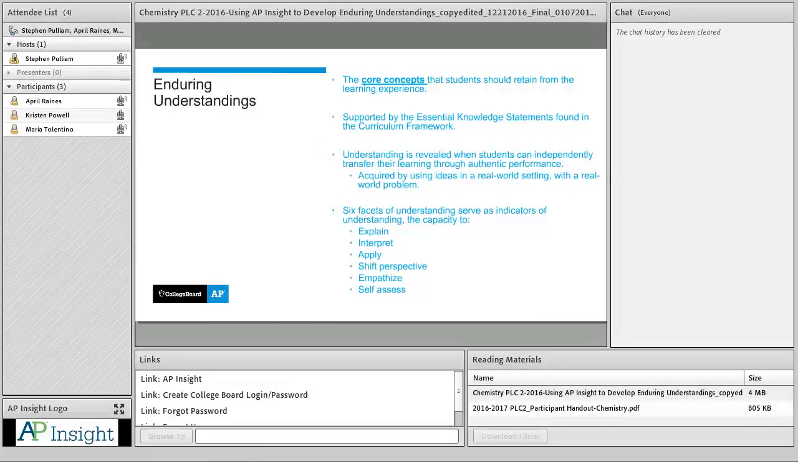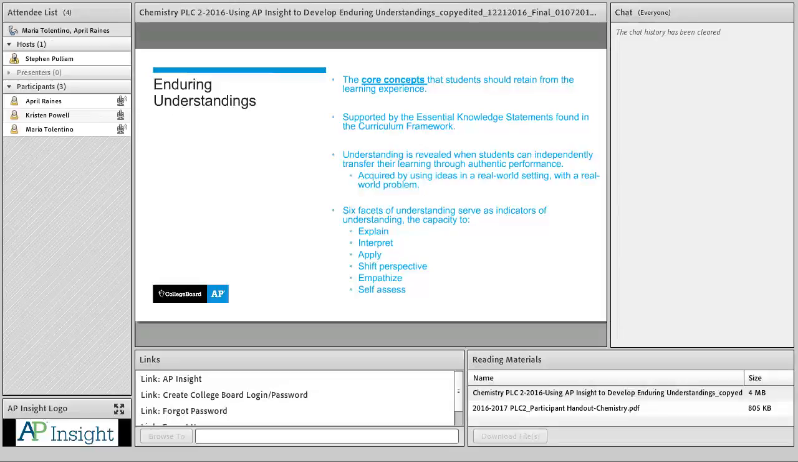Enduring understandings. We've all done our syllabus, and we've got big ideas, and we've got the enduring understandings, right? And those are the core concepts that students should retain from the learning experience. And even without labeling it enduring understandings, I think we as teachers know that we want them to understand this material beyond just the class. We want them to be able to take it to the next level should they take science, and chemistry specifically, in college. And so we want to give them a good foundation. We don't want them to just know this information just for the test.